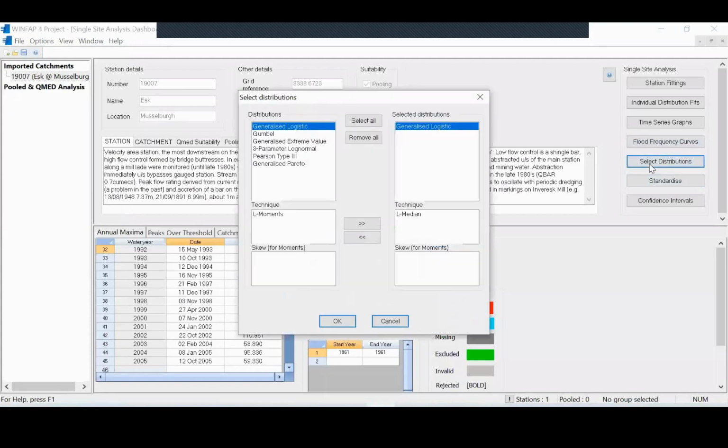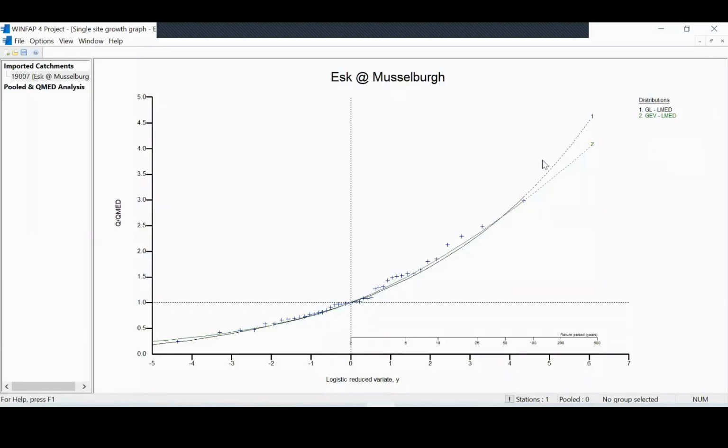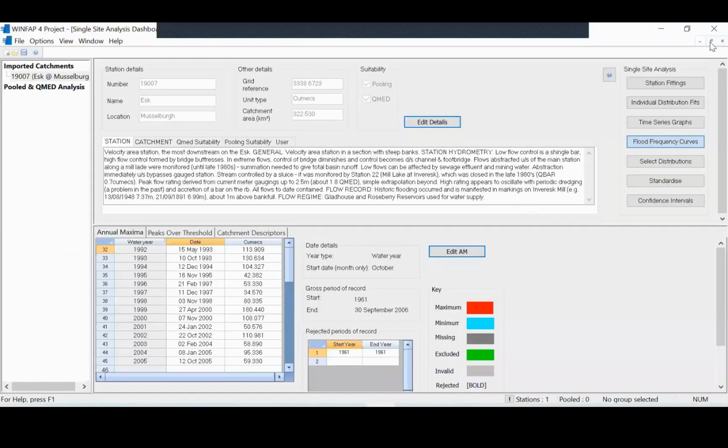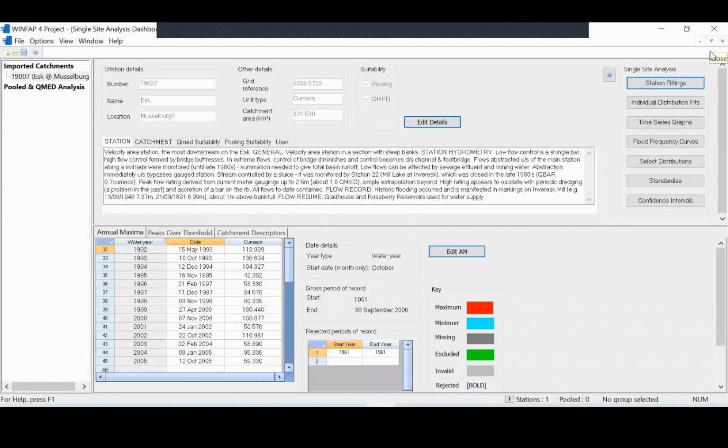And we can select other distributions as well. So let's have a look at the generalized extreme value. We'll use the AL-median technique again. And then we can have a look at this flood frequency curve with both lines fitted through it. So you'll see that the generalized extreme value is a slightly flatter growth curve. It estimates less steep growth factors for those higher order events, as we can now see when we select station fittings. You can see, rather than a 4.774 growth factor, you've got a 4.168 growth factor for that 500-year event. So that's the single-site analysis.